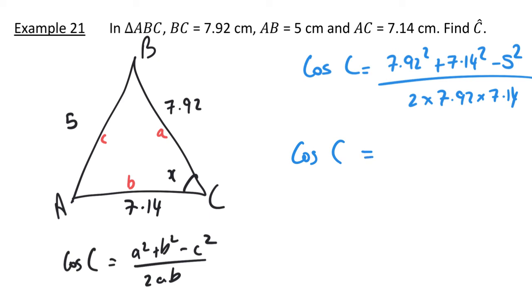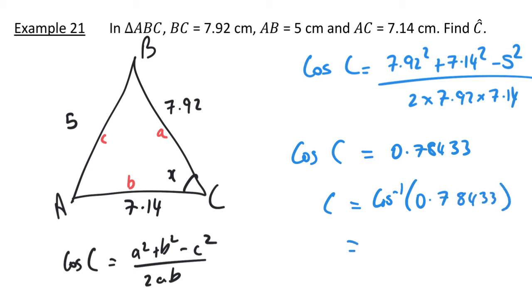Cos of C then, so that's 0.78433. So I've just put those values into the calculator, and so press my fraction button and then square 7.92 plus the square of 7.14 minus 5 squared over 2 times 7.92 times 7.14, and I get 0.78433. So C then is cos to the minus 1 of that, and putting that into your calculator, making sure your calculator is in degrees, so D or DEG at the top, and we get 38.3 degrees to 3 significant figures.